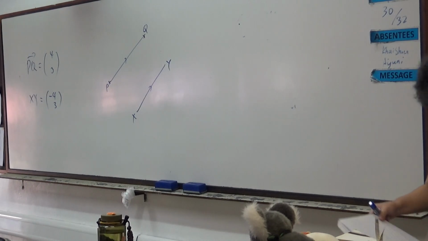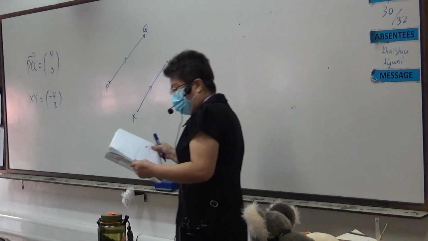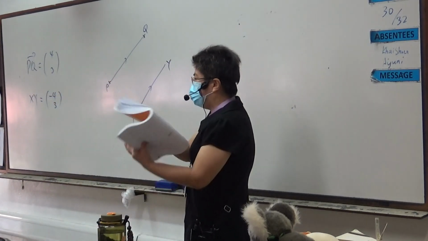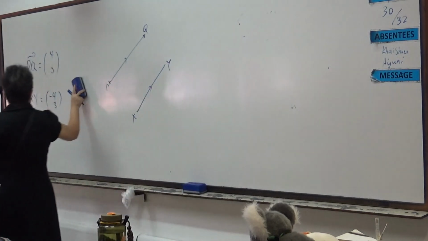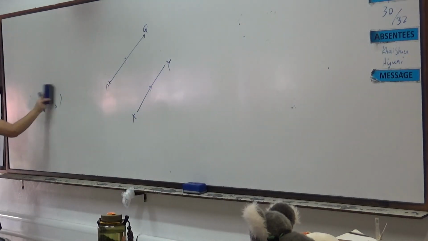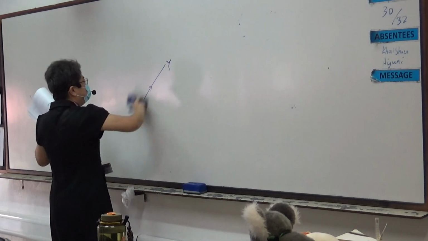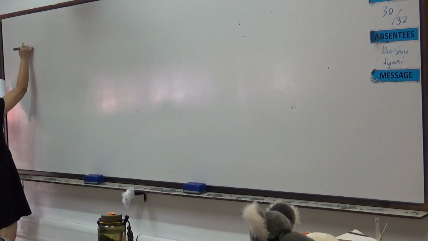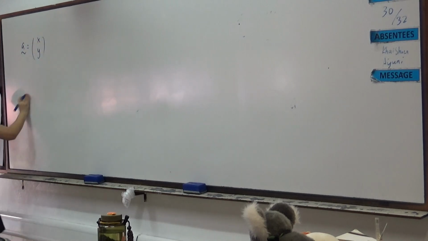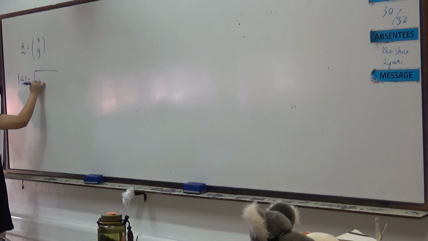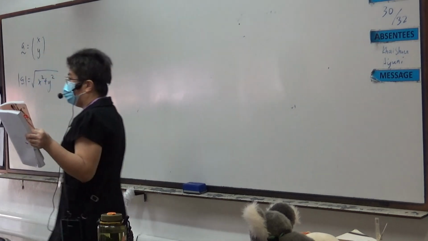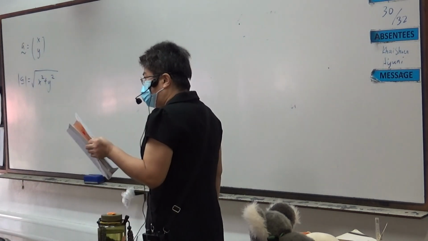Now, next, look at page 167. How do you find the magnitude of a vector? For example, I give you the vector A as x, y. The magnitude of A will be the square root of x squared plus y squared. Can you see it looks like Pythagoras theorem?